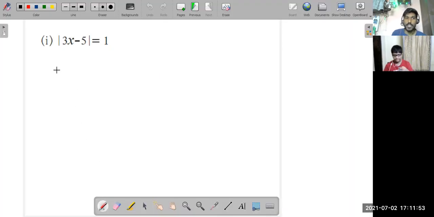Now, when you're working with equations, this has a mod sign here. So the first step will be to remove this mod sign. Whenever you remove the mod sign, whatever is written inside, 3x minus 5, you write it as it is, equal to, on the other side of the equal to sign, you always put plus minus 1. This is read as plus or minus 1. Is it clear?